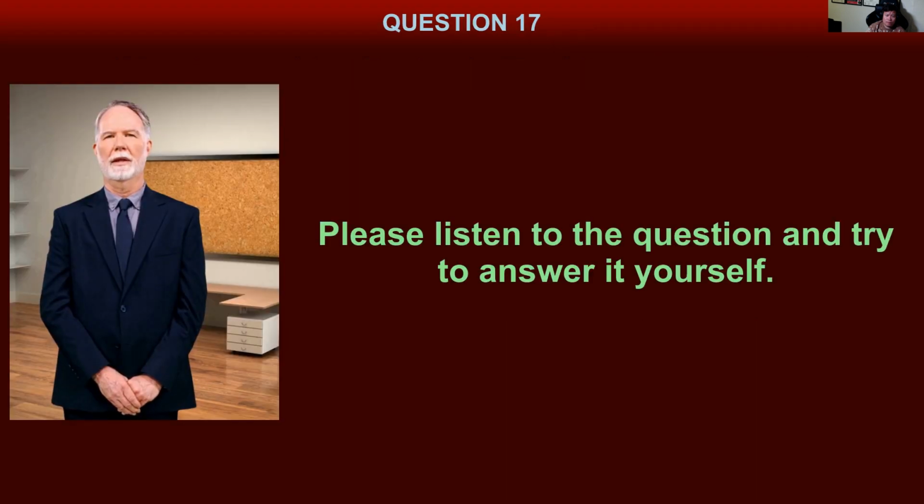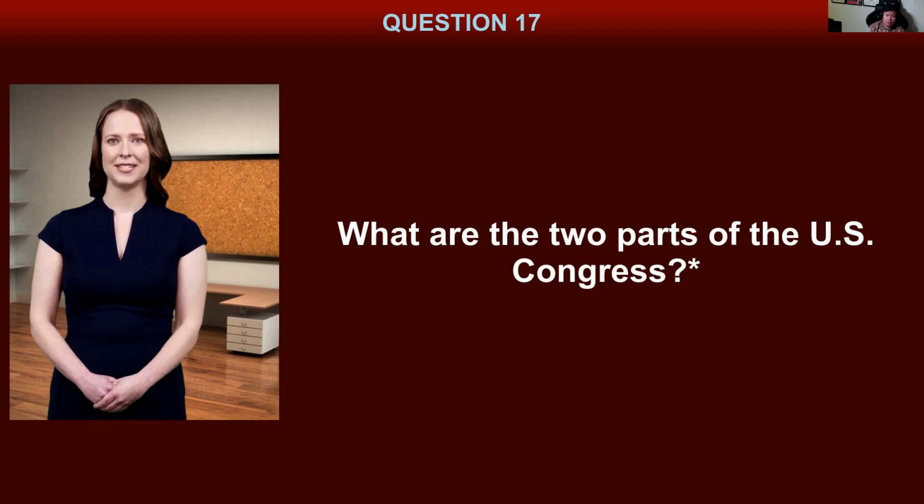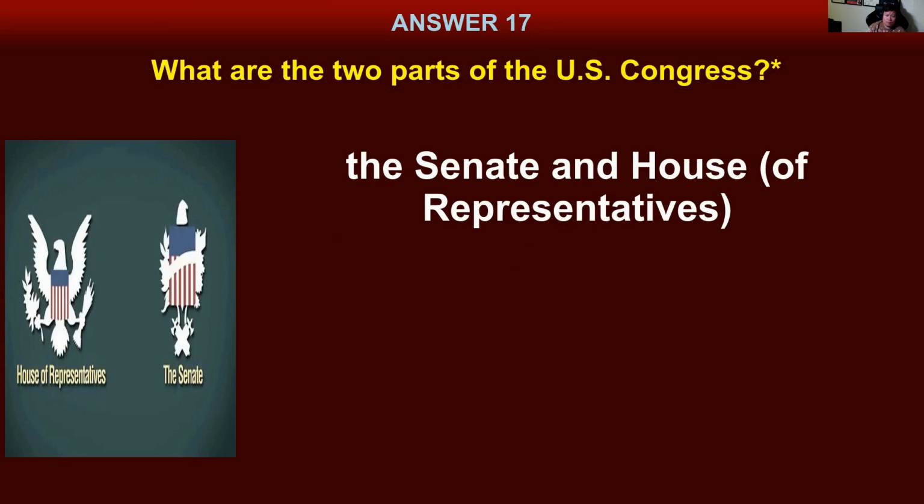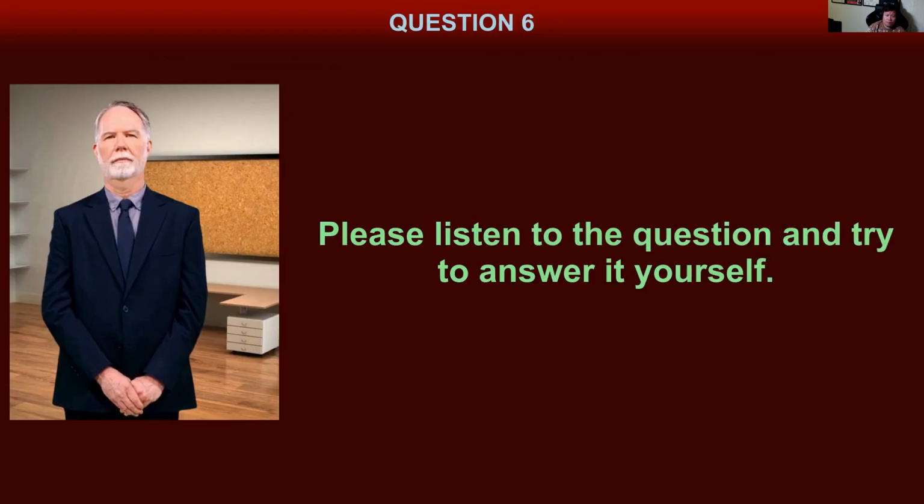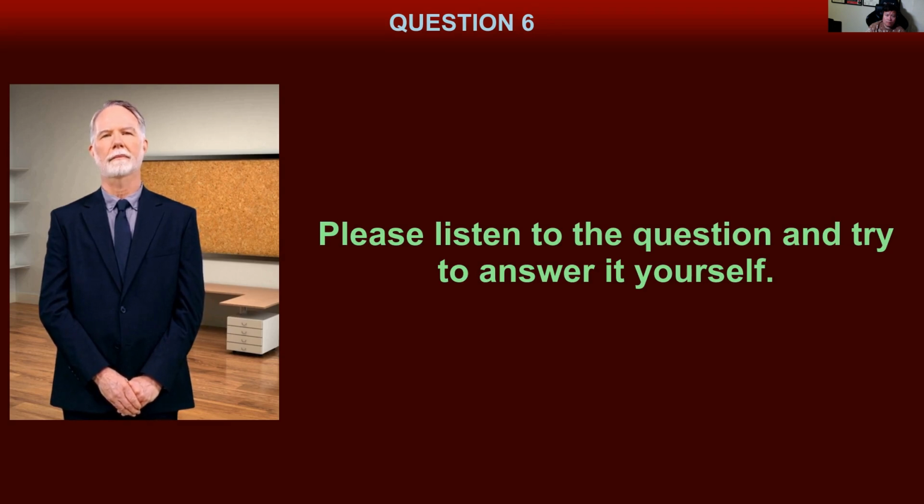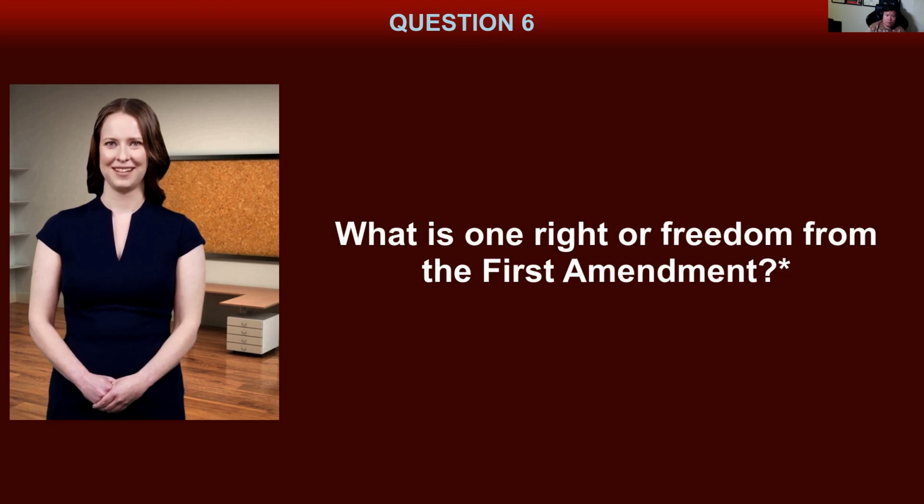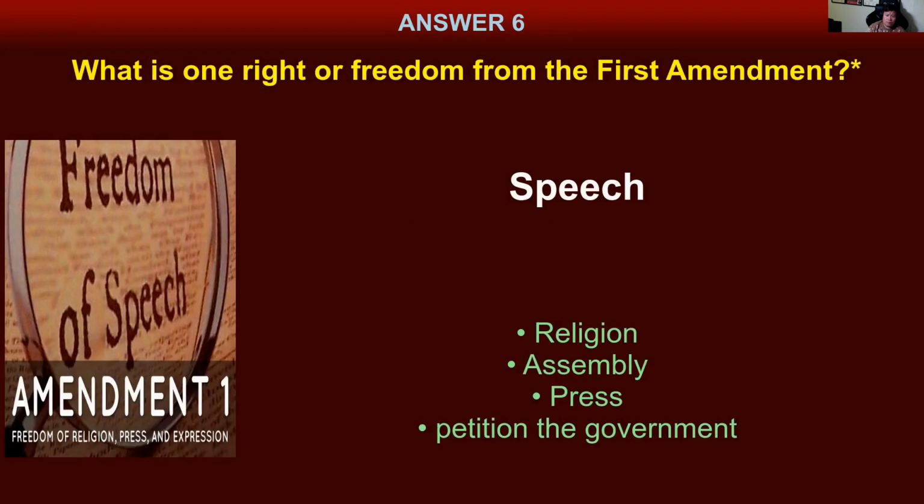What are the two parts of the U.S. Congress? The Senate and House of Representatives. What is one right or freedom from the First Amendment? Speech.